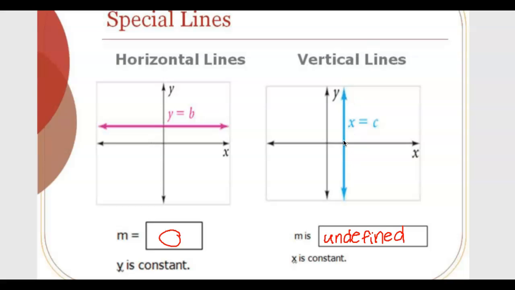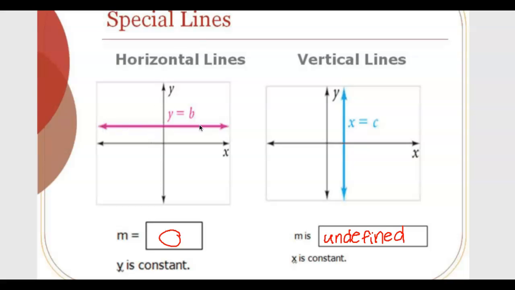Vertical lines are those lines that go up and down. Their slope is undefined, and their equation is an x equals. The equations of these special lines are equal to the point with which they are crossing.